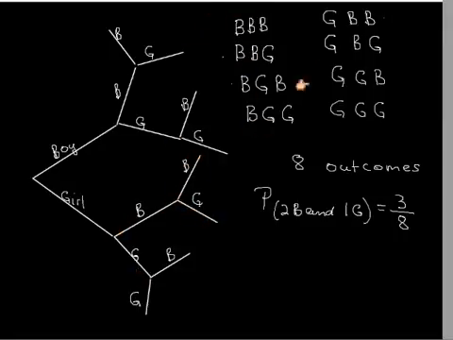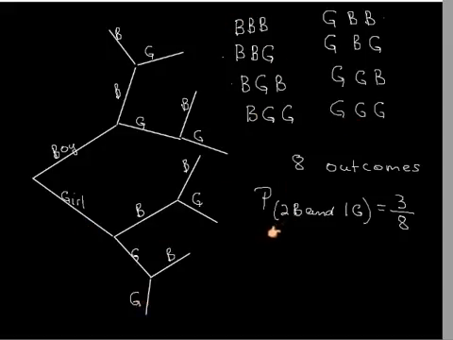So here's the list of outcomes. You could have a boy, boy, boy. You could have a boy, boy, and a girl. You could have a boy, girl, and a boy. You could have a boy, girl, girl. You could have girl, boy, and a boy. Girl, boy, girl. Girl, girl, boy, and girl, girl, girl.